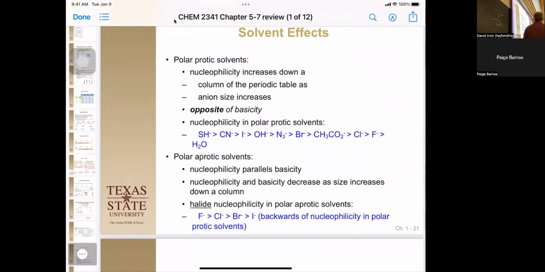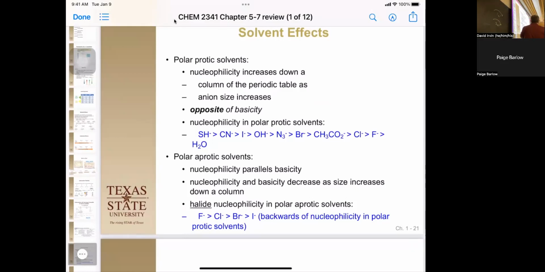Nucleophilicity increases down the column with ion size. That is the opposite of basicity in a polar protic solvent because the cation and anion are more supported. Meaning that in polar protic solvents, the big fluffier anions are better nucleophiles than the smaller, more diffuse anions.